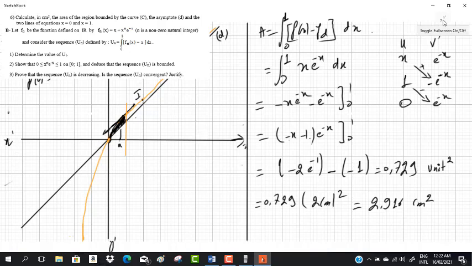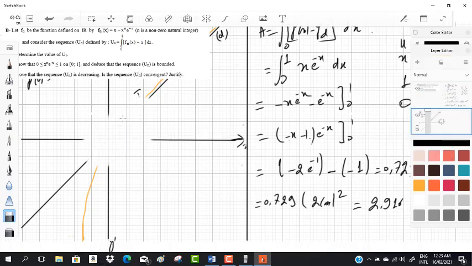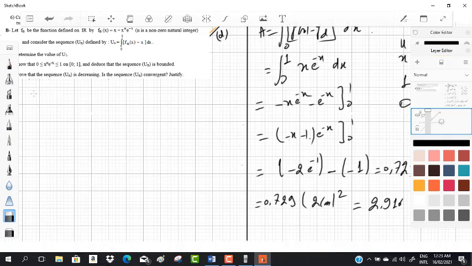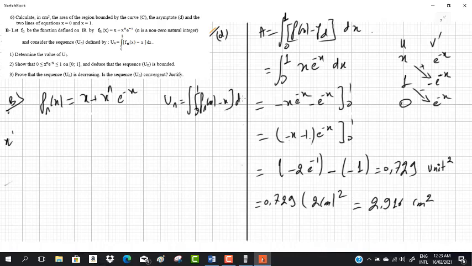Part B. Let f_n(x) be a function equal to x + x^n e^(-x), where n is a non-zero integer, and consider the sequence u_n equal to the integral from 0 to 1 of (f_n(x) - x) dx. Determine the value of u_1.